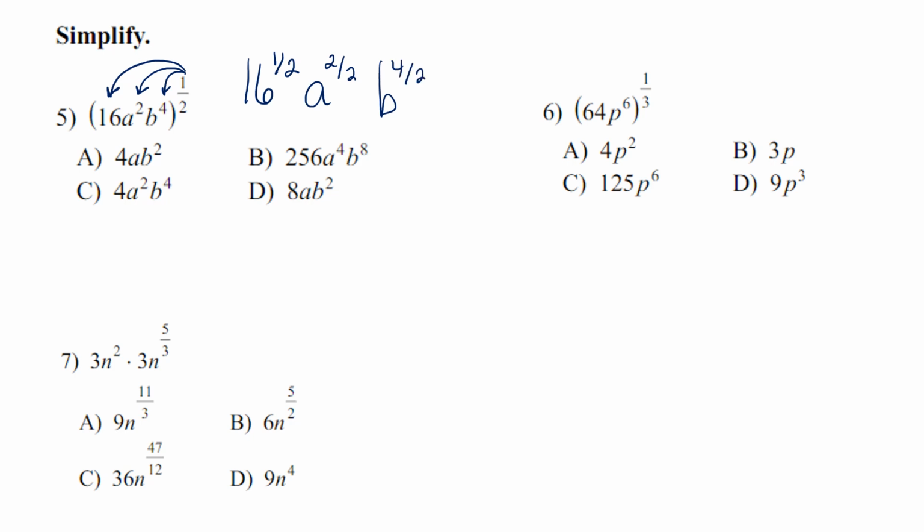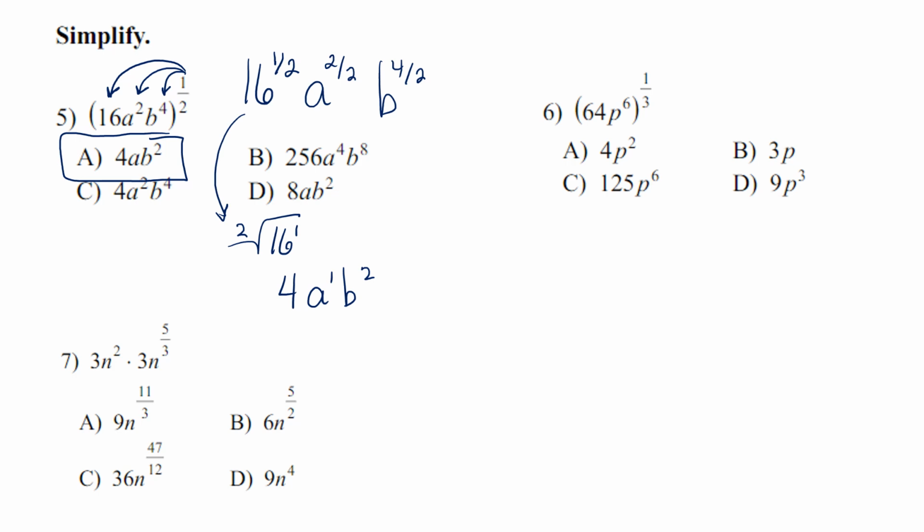So remember, 16 to the 1/2, we just rewrote those a second ago. That actually means the second or the square root of 16 to the 1st. So the square root of 16 is 4. A to the power of 2 over 2 would just give me a to the 1st. And b to the power of 4 over 2 would give me b to the 2nd. Okay, so example 5, answer choice A is correct.